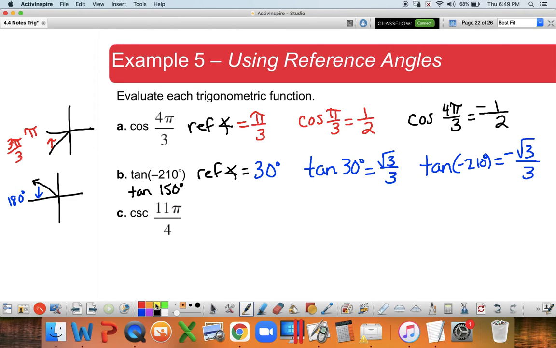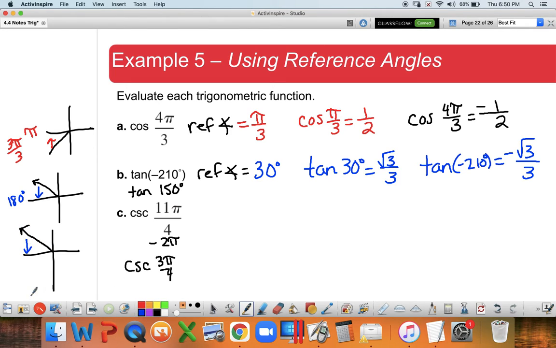All right, last but not least, let's look at cosecant of 11 pi over 4. So let's figure out where's 11 pi over 4, right? That's kind of a big number there. Maybe we want to subtract 2 pi first. So I want to find the cosecant of 3 pi over 4. Okay, so 3 pi over 4, that tells me we're going to be up here.